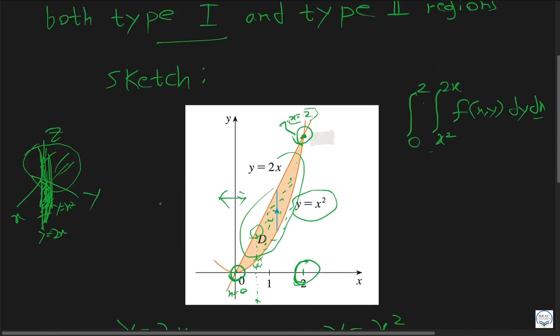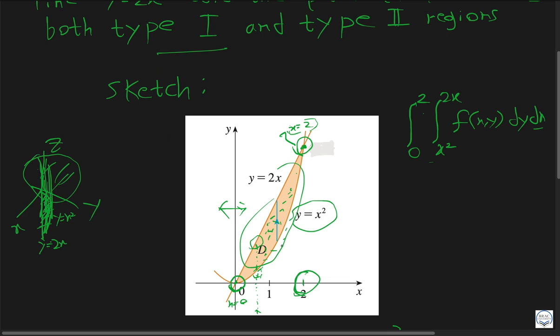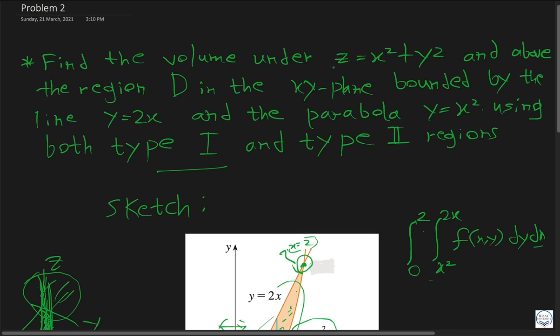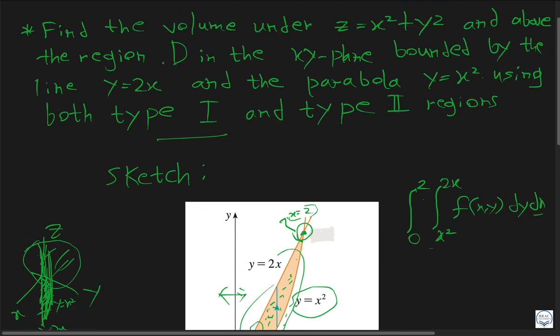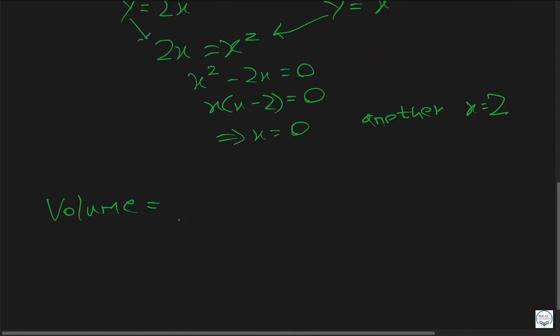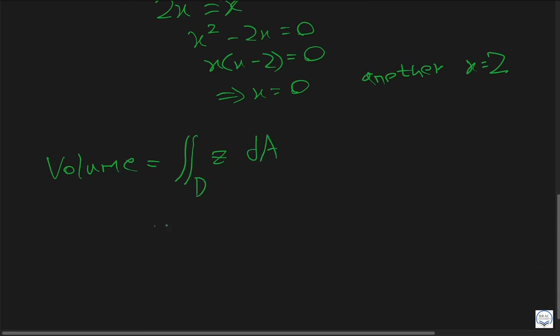So let's do it. If you remember, the question asked for the volume. So the volume is just the double integral over this particular region. This question is simply telling you to calculate the double integral of z over D. So let's do that. z is x squared plus y squared. So we double integrate z dA over D.